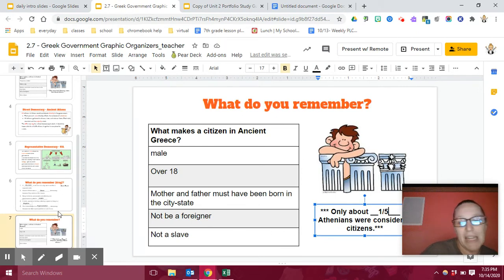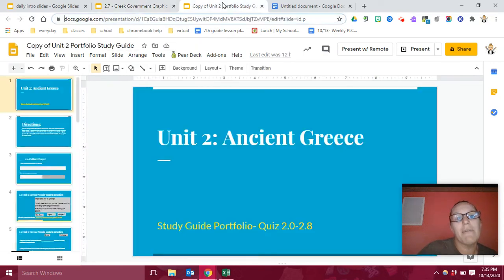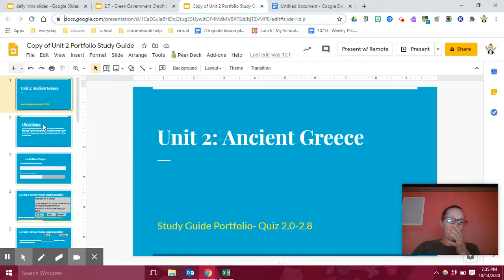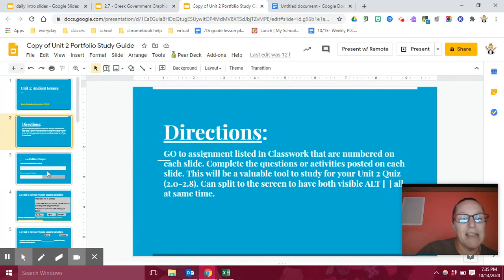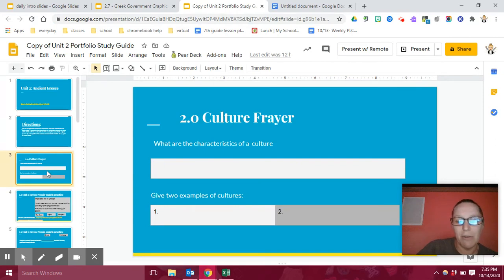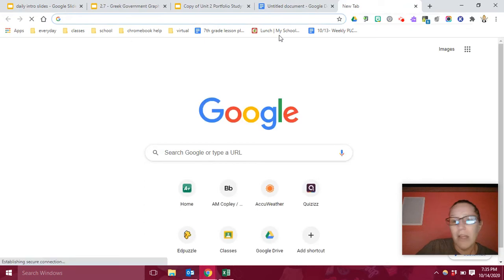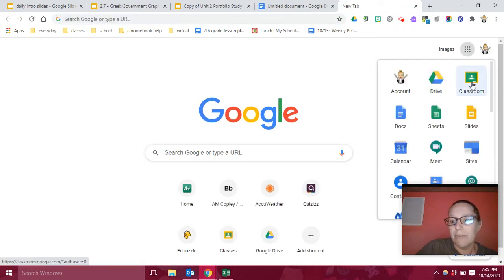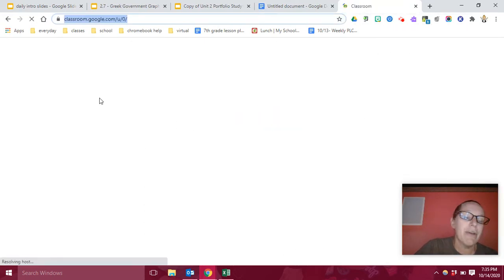You're going to go ahead and turn this in once you have everything filled in on your copy. And then whatever time you have left, you can start this portfolio study guide. This is just like the one we did for Unit 1. There is a slide for each of the things that we did in Google Classroom. So you're going to go to Google Classroom and open up 2.0.